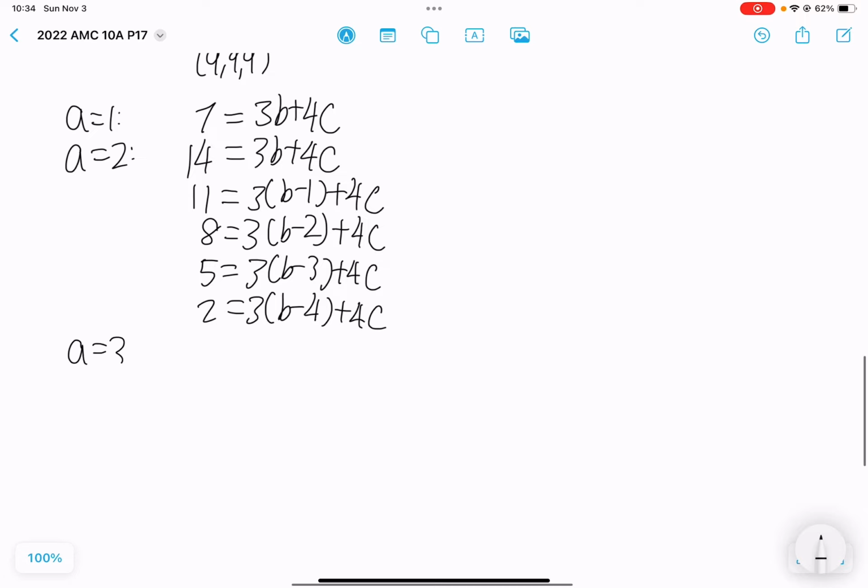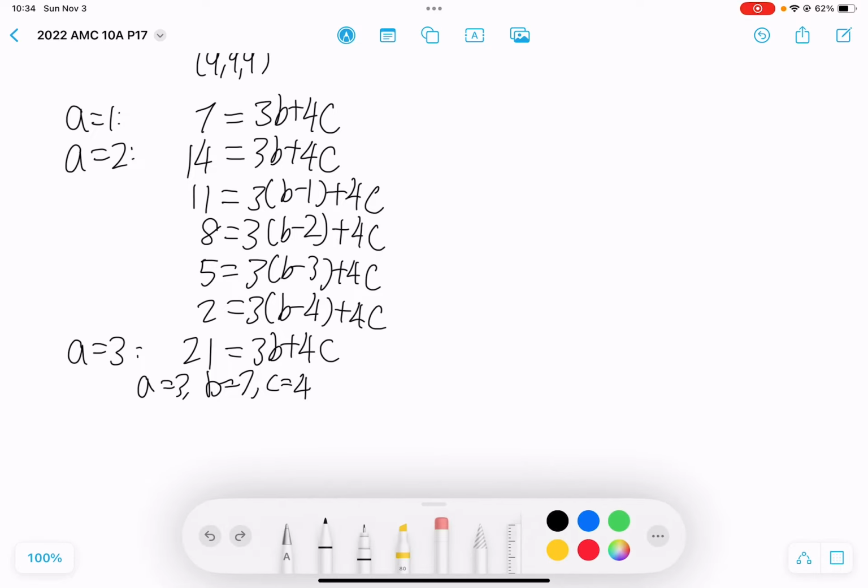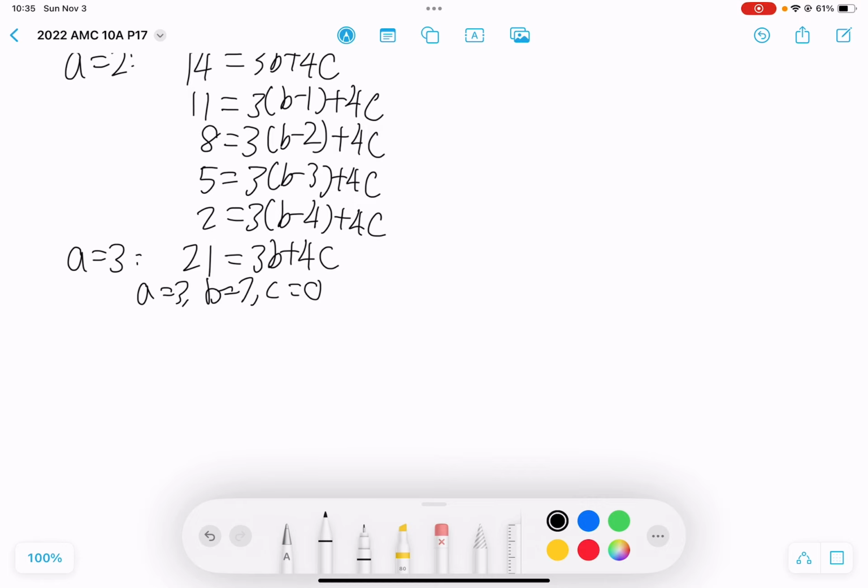So let's try a equals 3. When a equals 3, we have 21 equals 3b plus 4c. Notice right away that 21 is a multiple of 3, so we can have 3 times 7. So b equals 7 and c equals 0, and a equals 3. This might be a solution, but however, the problem says that a, b, and c have to be non-zero digits, so this doesn't work. And if we try whatever we did above here, this doesn't work for 21 either.